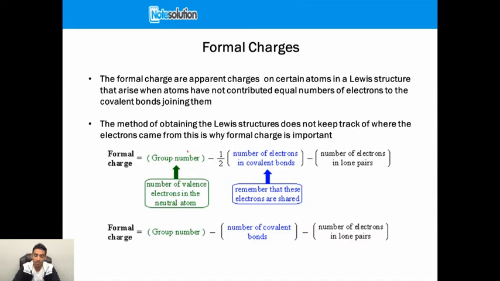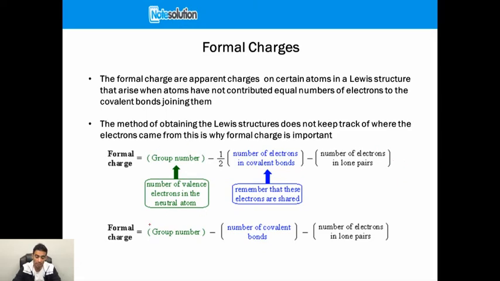Now this group number, and then you subtract half the number of electrons in covalent bonds. So remember, the electrons in the covalent bonds are shared. So they're actually 2 electrons. Each bond represents 2 electrons. We multiply by half in order to account for only one of those electrons, because the other electron is going to be calculated in the formal charge for the other atom. And then we also subtract the number of electrons in lone pairs. But for the number of electrons in lone pairs, we don't multiply by half, because the lone pairs are for one specific atom. They're not shared by the other atom.